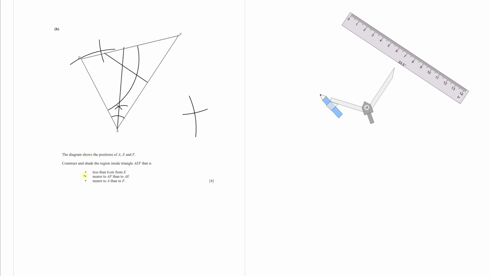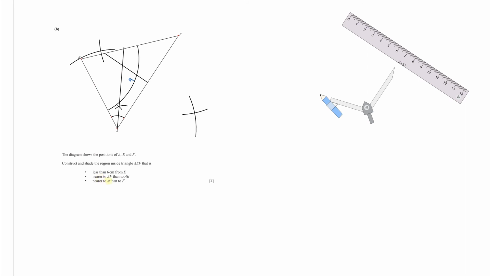So let's look at these conditions again. The region that is shaded is less than 6 centimeter from E. So this arc is 6 centimeter from this point E. So that means we are looking for a region on the left side of this arc. So all this region is less than 6 centimeter from E.